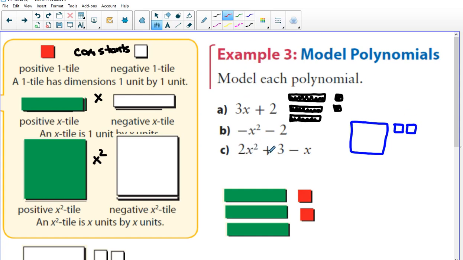Okay, 2x squared plus 3 minus x. 2x squared, so I need to draw 2 larger squares and shade them. I'll draw 3 constant tiles and shade them, and 1 X tile that's negative, so I'll leave it unshaded. And that represents the expression.